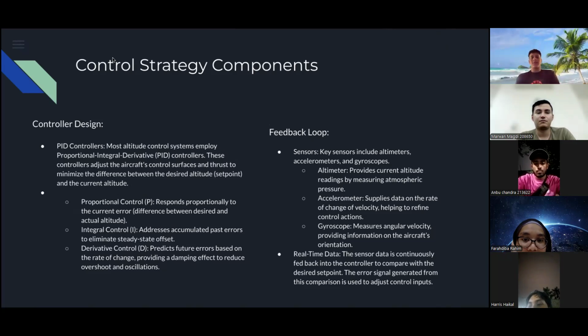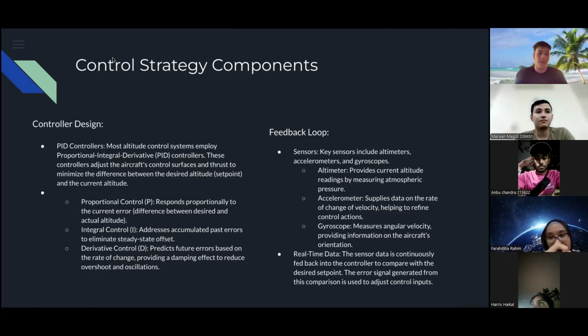So the sensors include altimeters, accelerometers, and gyroscopes, just as explained by Marwan earlier. The sensor data is continuously fed back into the controller to compare with the desired set point, and then the error signal generated from this comparison is used to adjust the control inputs.